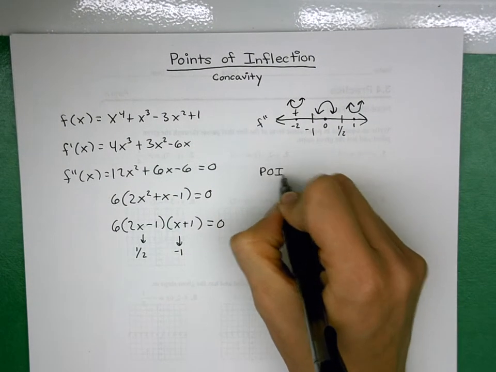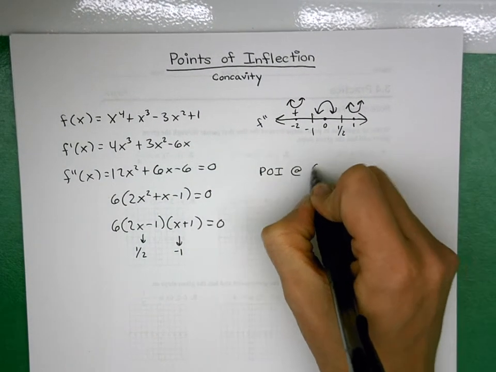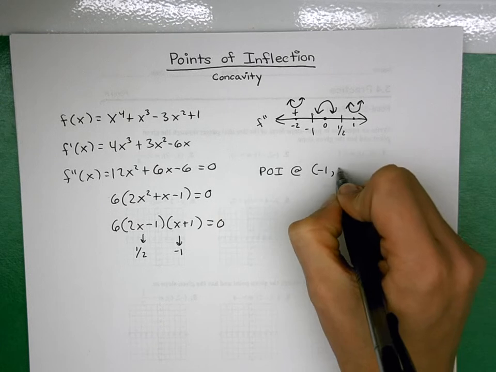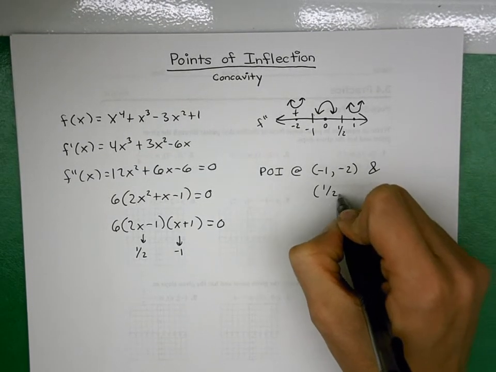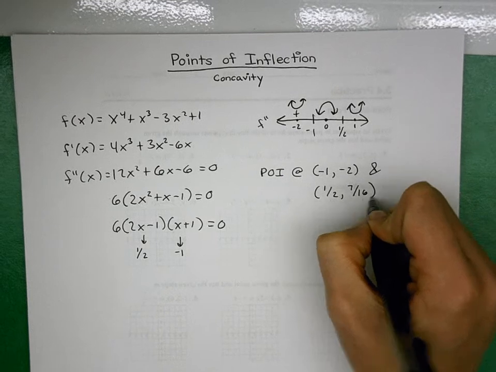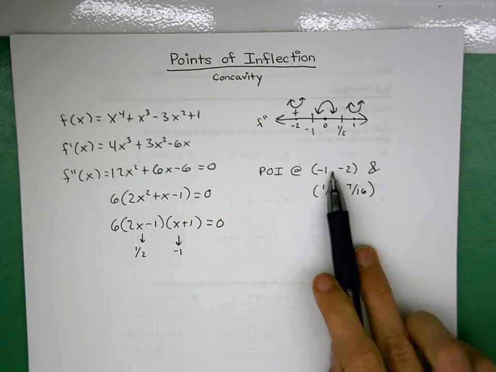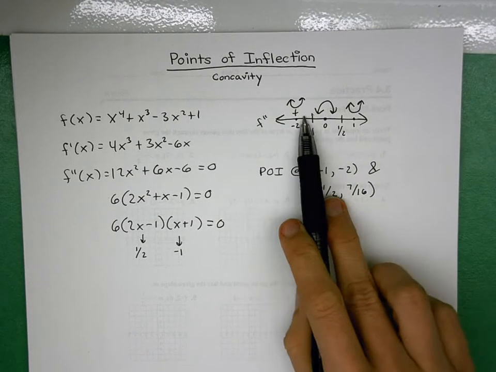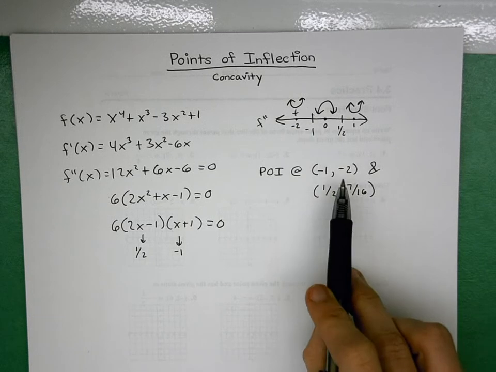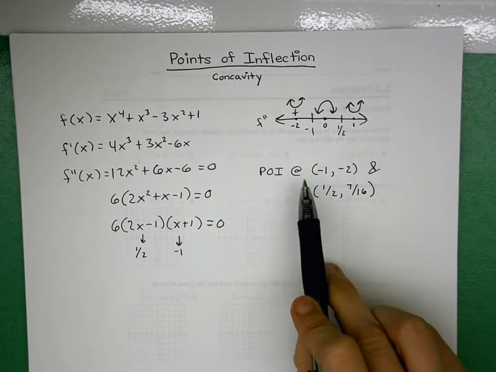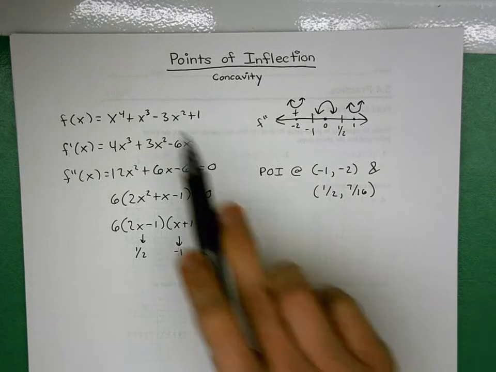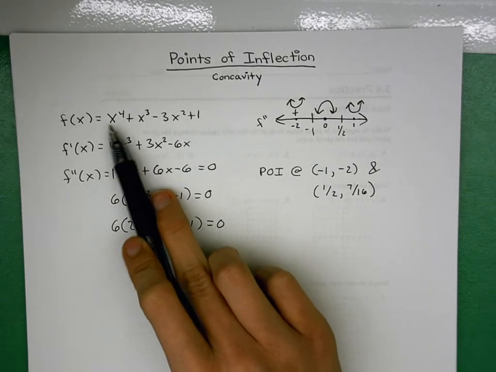So I've got points of inflection at -1, -2, and 1/2, 7/16. I know they are points of inflection at -1 and 1/2 because this is where I see a switch in concavity, and I get the -2 and the 7/16, the two y coordinates, by plugging my x coordinates back into my original function, into my y up here.